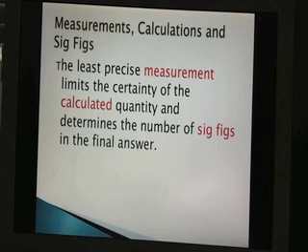All right, now measurements, calculations, sig figs. Let's try to use those 3 words in a sentence. The least precise measurement limits the certainty of the calculated quantity and determines the number of sig figs in the final answer. So again, we are going to have to look at our measurements, and then when we use measurements and calculations, we're going to have to figure out how many significant figures to report in our answer. Remember, calculators do not know about significant figures.